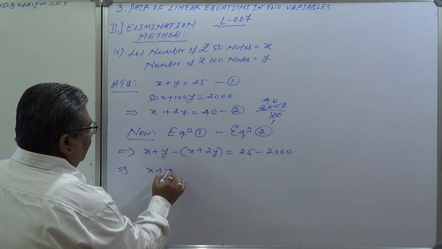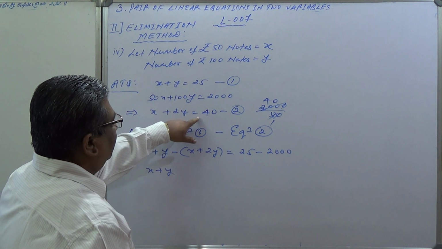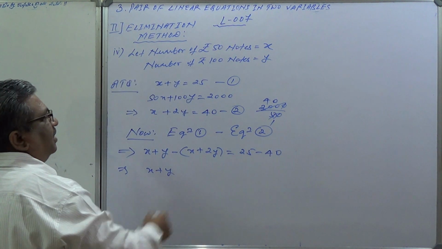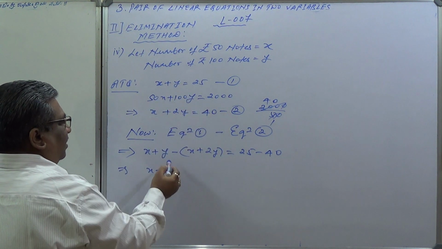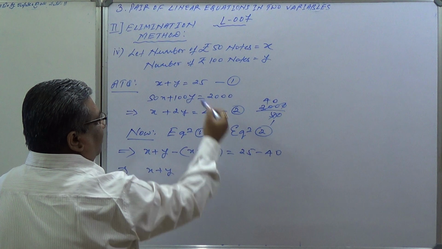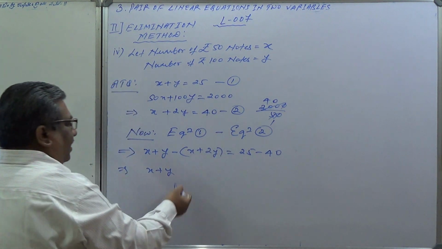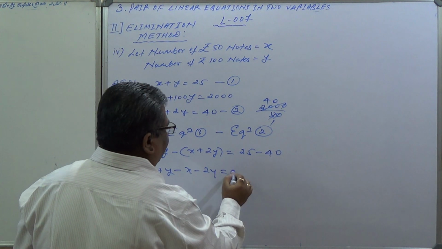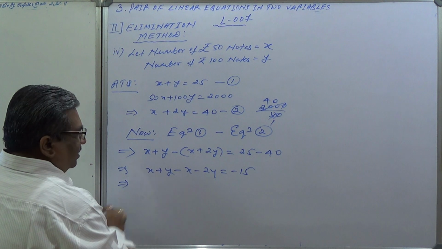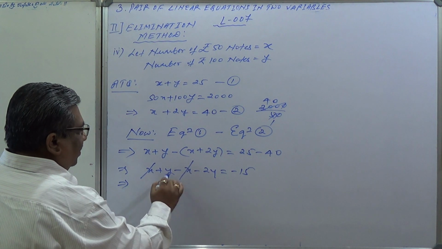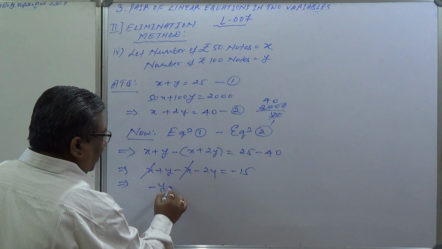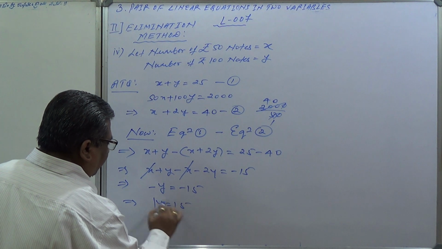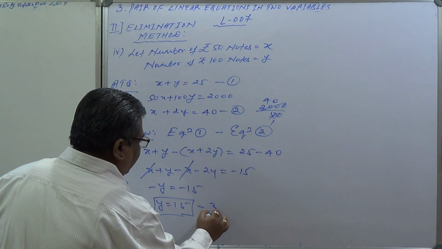Sorry, it is 40 here. This is the second one. x plus y minus of x plus 2y equals 25 minus 40, because second equation. Yeah, x plus y minus x minus 2y equals 25 minus 40, implies plus x minus x cancels, plus y minus 2y is minus y equals minus 15, implies y equals 15. Take this as third equation.